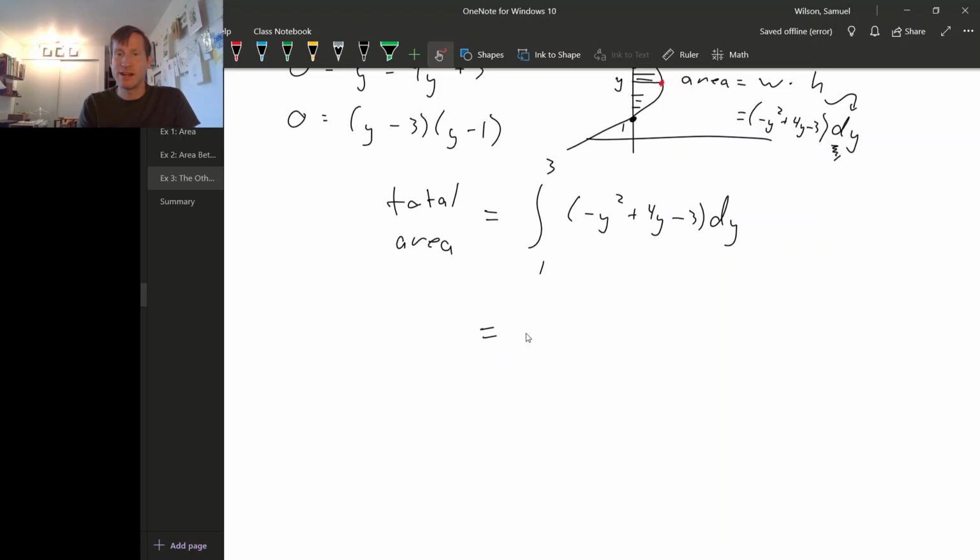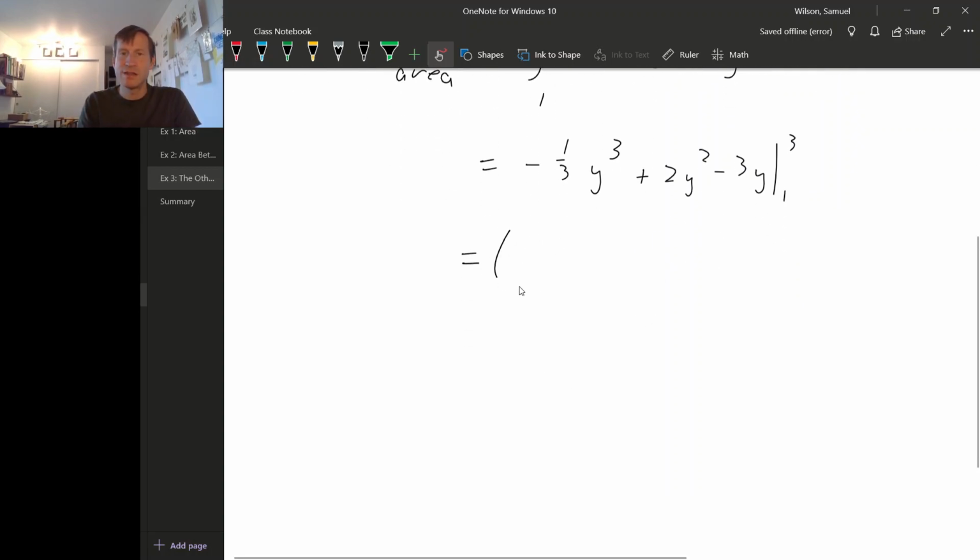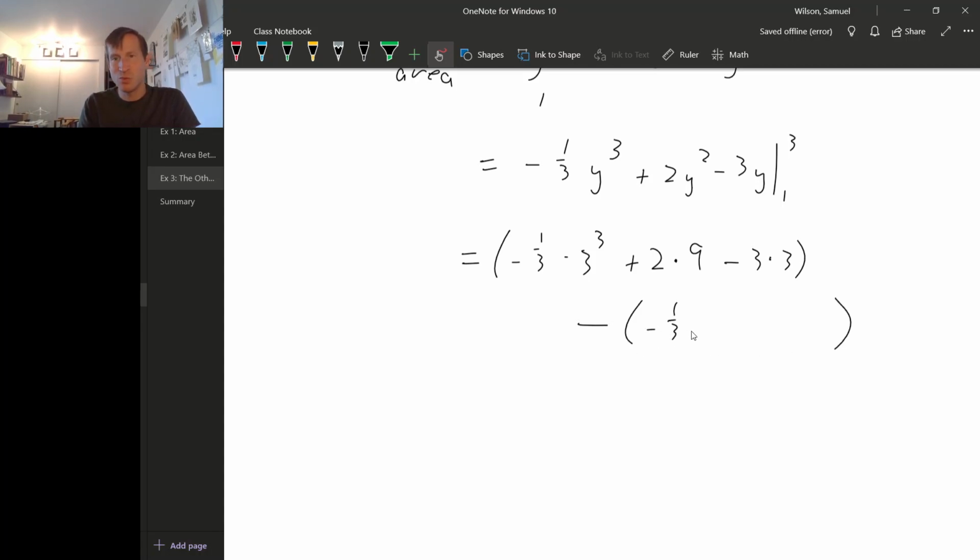So writing down an antiderivative, we get negative 1/3 y cubed plus 2y squared minus 3y. And we need to evaluate at 1 and 3. So evaluating at 3, we get negative 1/3 times 3 cubed plus 2 times 3 squared is 9 minus 3 times 3. Okay, and then we need to subtract and then plug in 1. So minus 1/3 times 1 plus 2 times 1 minus 3 times 1.